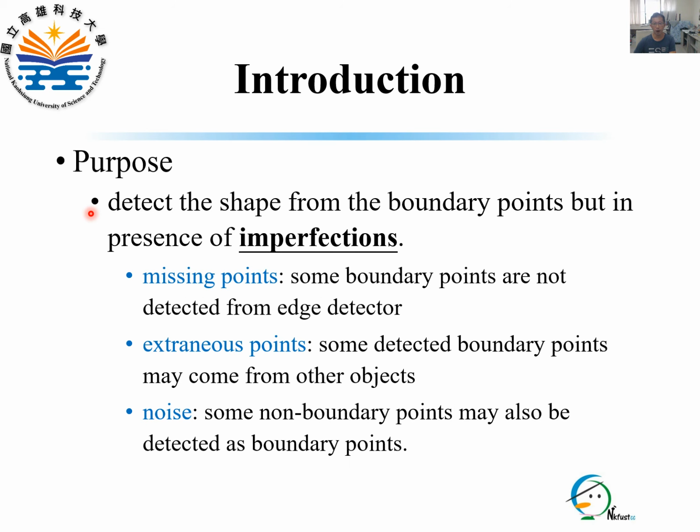The main purpose of Hough transform is to detect the shape of objects from the boundary points, but in presence of imperfections. The imperfections are generally from three aspects: missing points. Some boundary points are not detected from edge detector. Extraneous points. Some detected boundary points may come from other objects. Noise. Some non-boundary points may also be detected as boundary points.